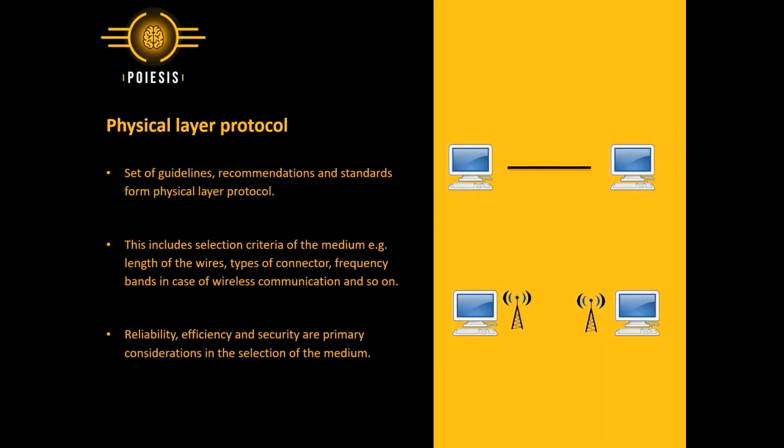The set of guidelines, recommendations, and standards form physical layer protocol. This includes selection criteria of the medium, for example, length of the wires, types of connectors in case of wired communication, frequency bands in case of wireless communication, and so on. Reliability, efficiency, and security are primary considerations in the selection of the medium.